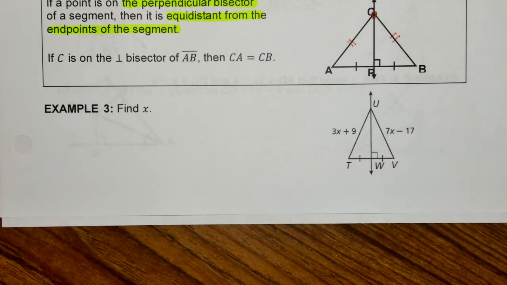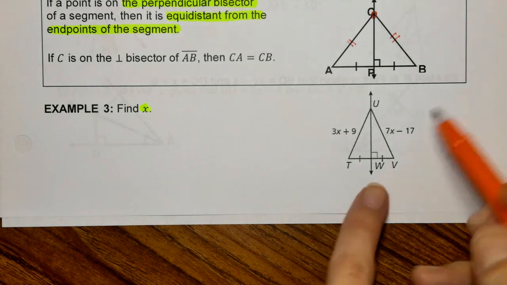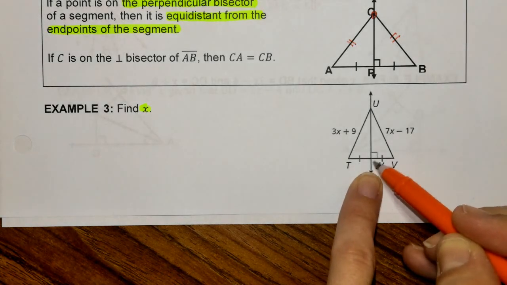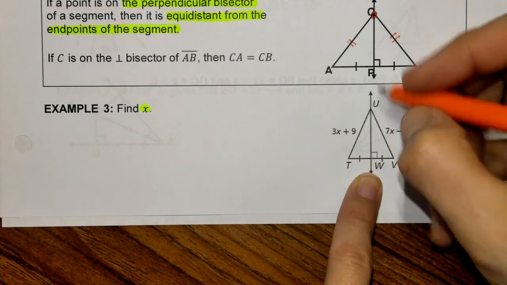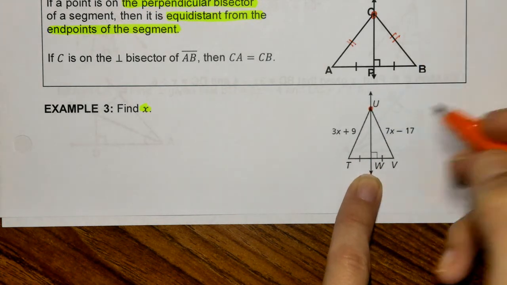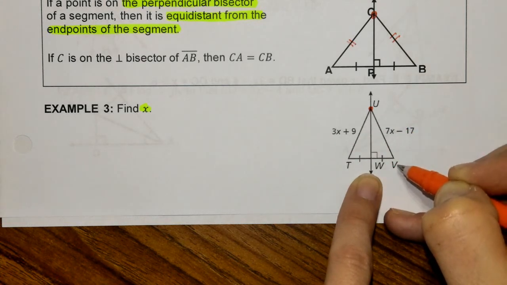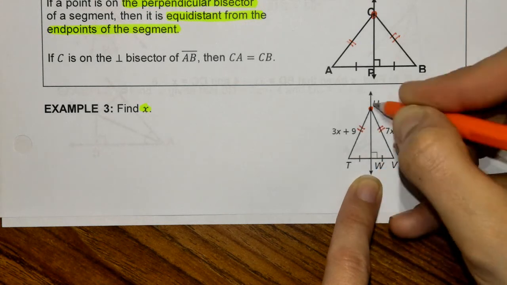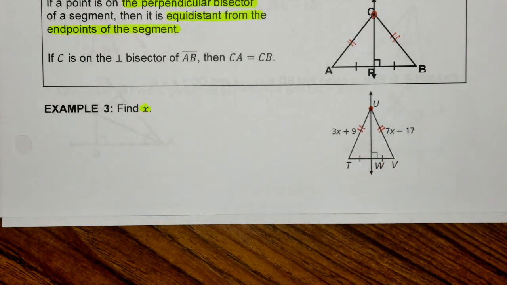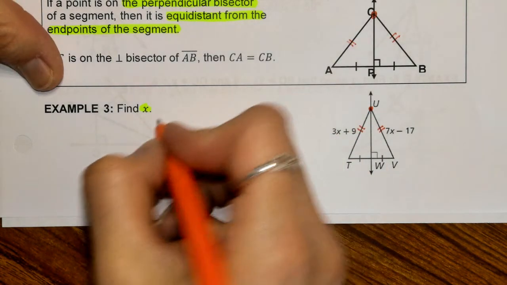We just want to find x, that is it. So we're only solving for x, no substitution. Here I see that I have a perpendicular bisector because I have the perpendicular part and I have the bisector part. So this point right here, U, is going to be the exact same distance from T as it is from V. That's your perpendicular bisector theorem. So this side and this side, TU and VU, are congruent. And when two sides are congruent, their measurements are equal. So we're going to set these equal to each other.